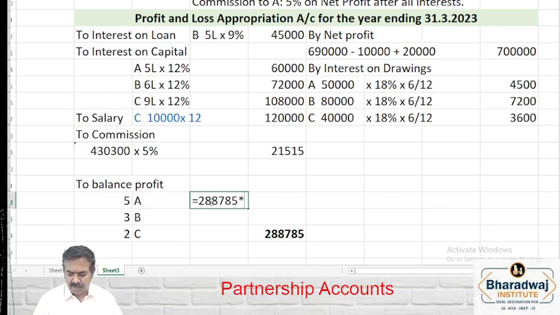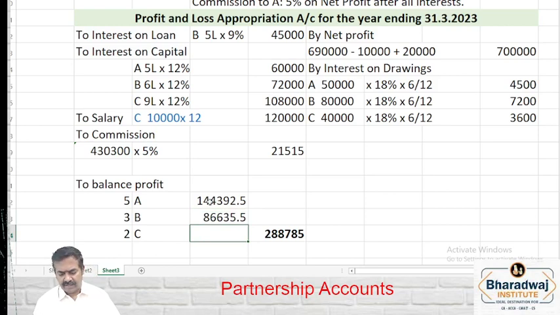How much? 288,785 into 5/10. Next one, 288,785 into 3/10. Next one, 288,785 into 2/10. So this is the ratio in which they share the profit.